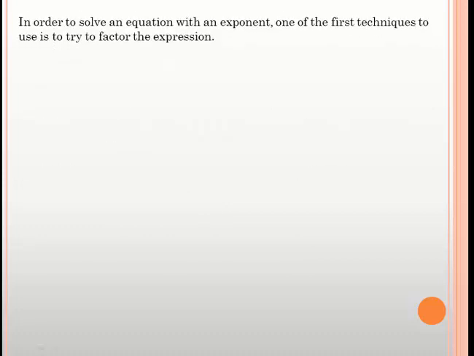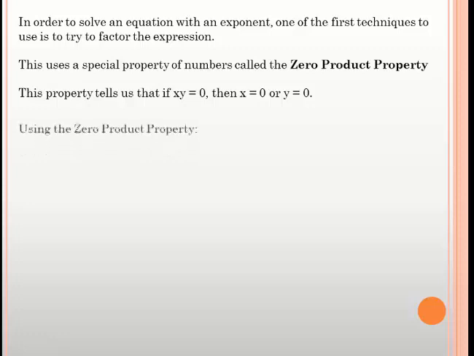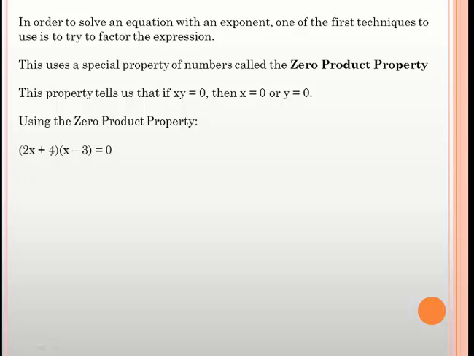In order to solve an equation with an exponent, one of the first techniques to use is to try to factor the expression. This uses a special property of numbers called the zero product property. It tells us that if x times y equals 0, then either x or y had to be 0. In order to use this property, we have a factored form: 2x plus 4 times x minus 3 equals 0. That means one or the other of these has to be equal to 0.